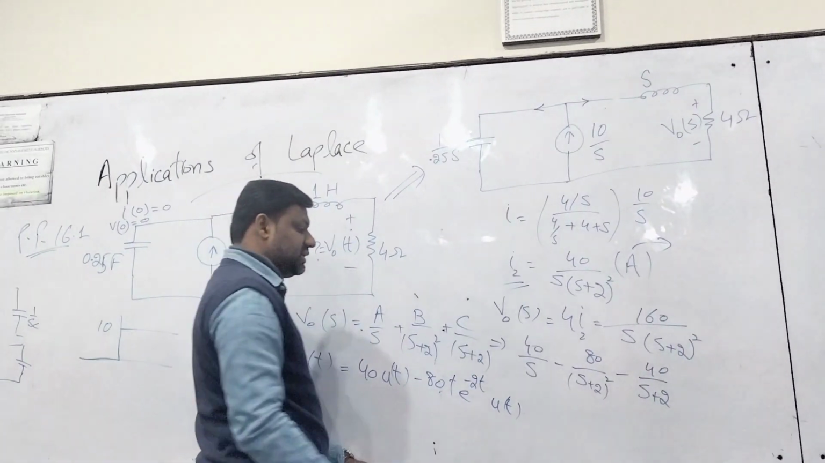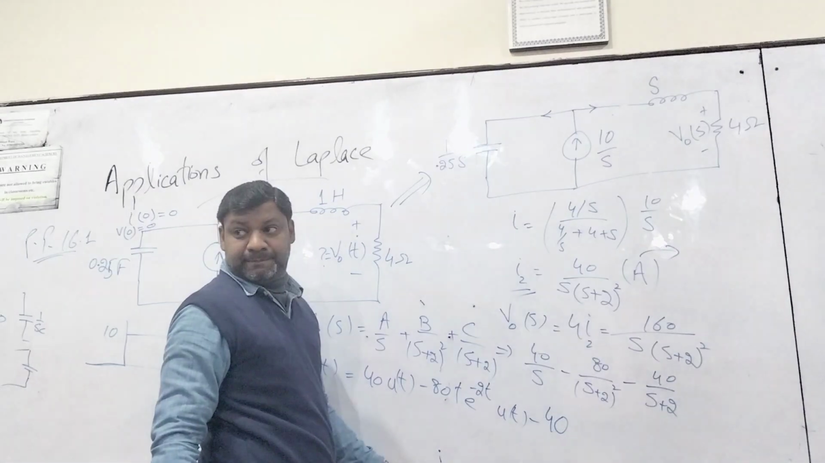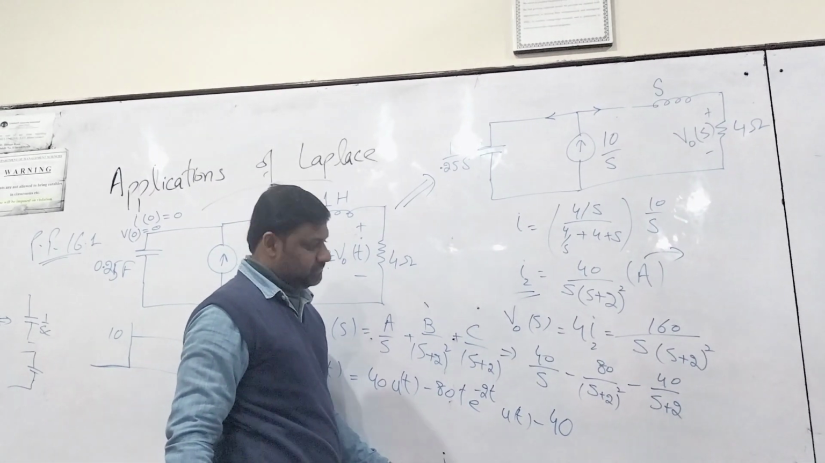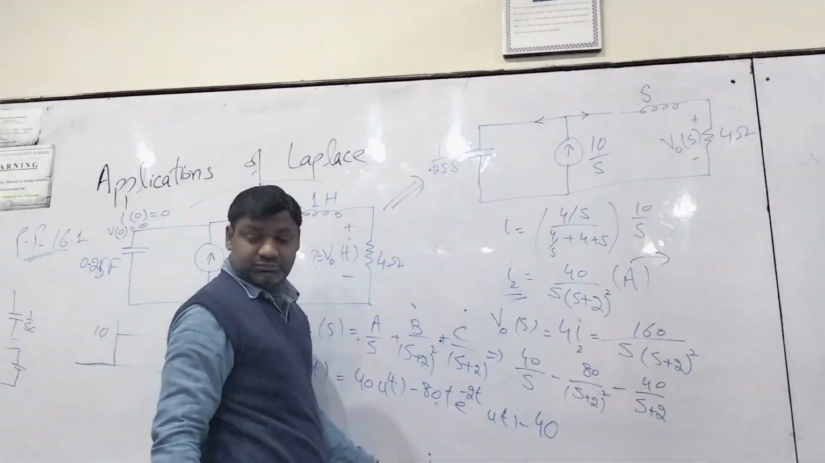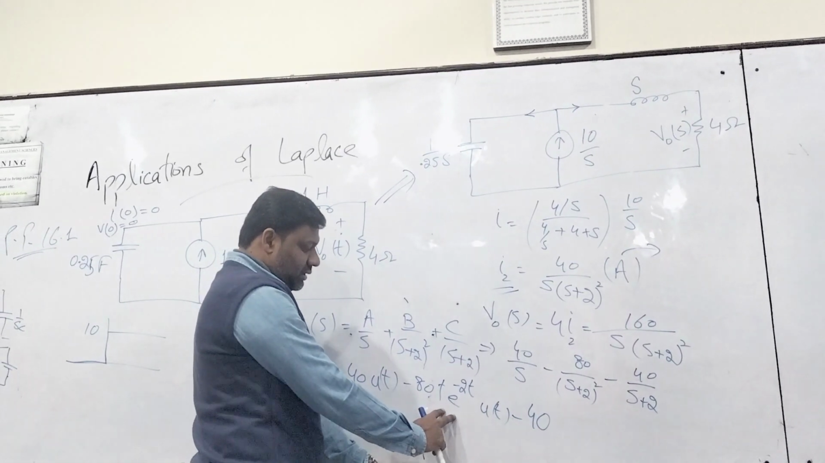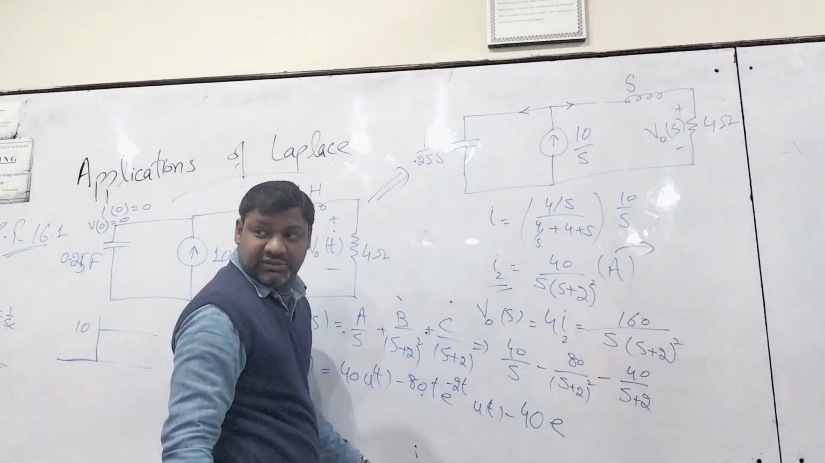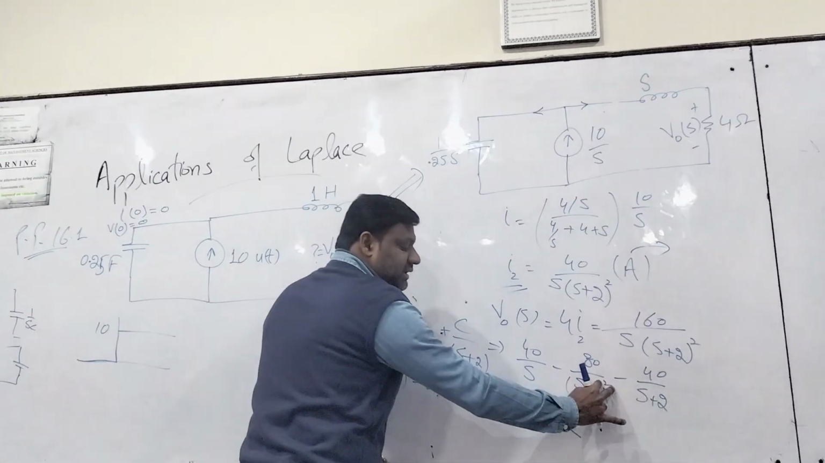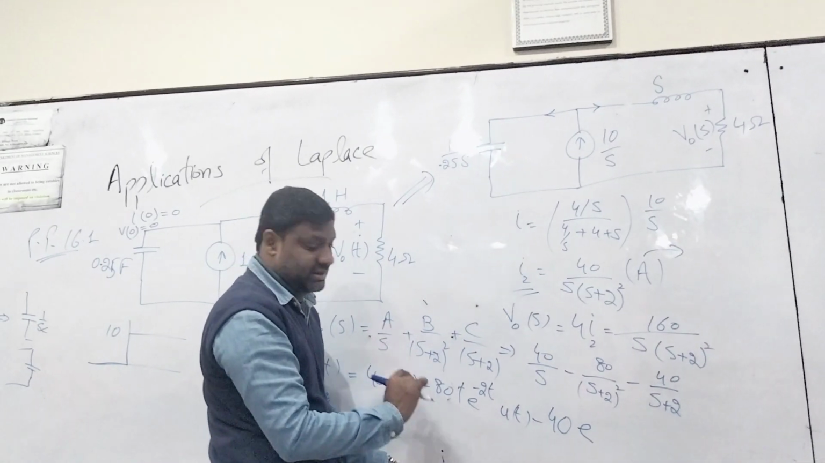Okay. Next, minus 40 e raised to the power minus 2t. You sure? Yes, sir. 1 over S plus 2 is only exponential of minus 2t. But when you have repeated poles, you have t times the exponential.